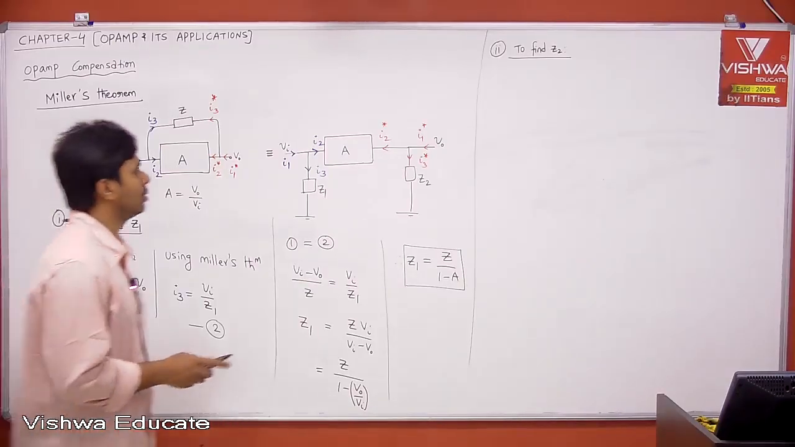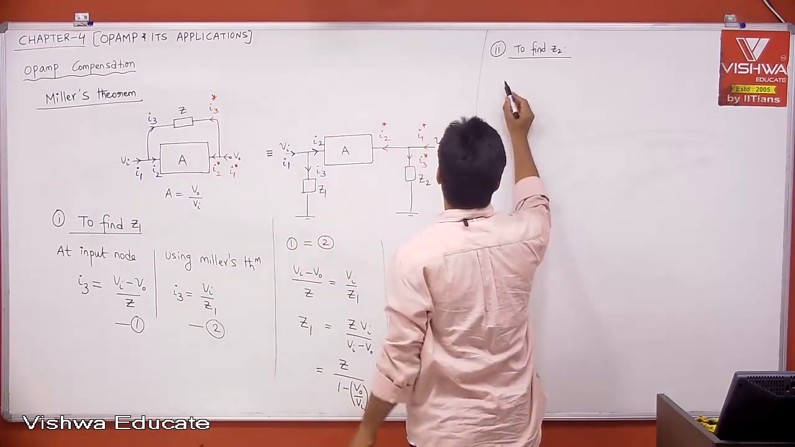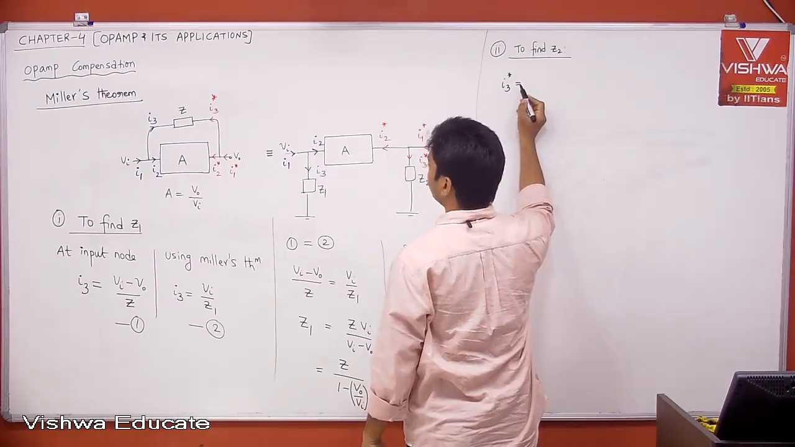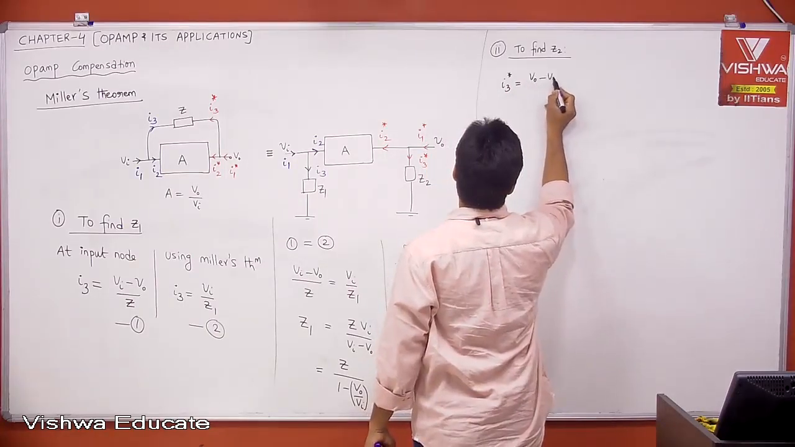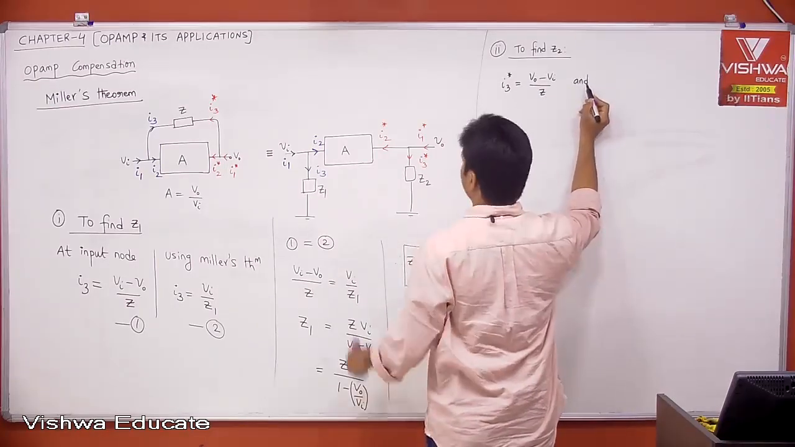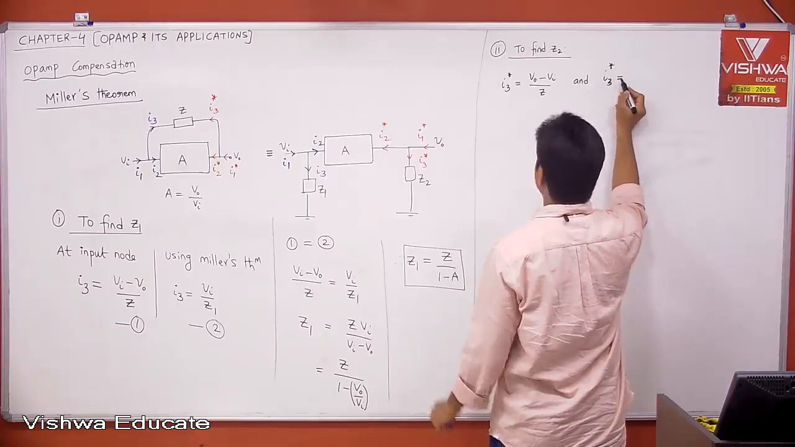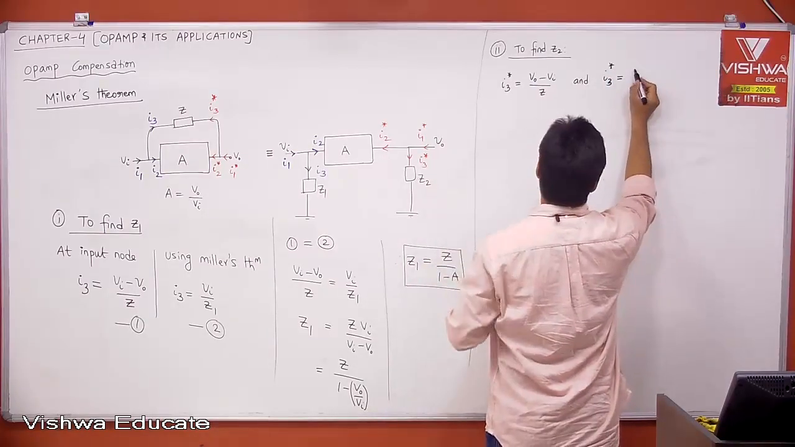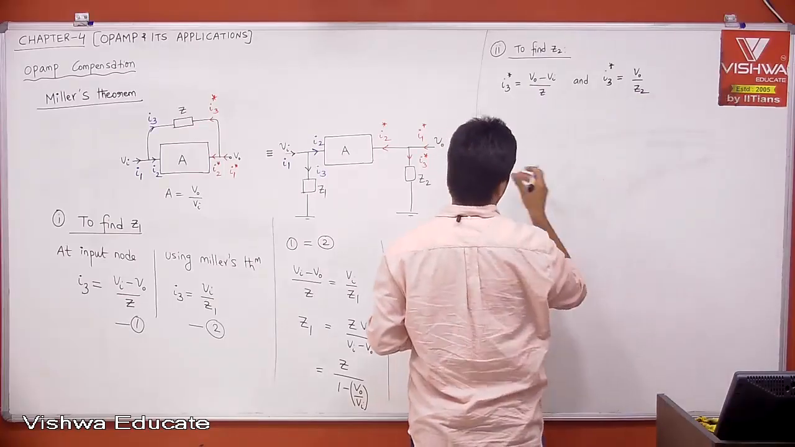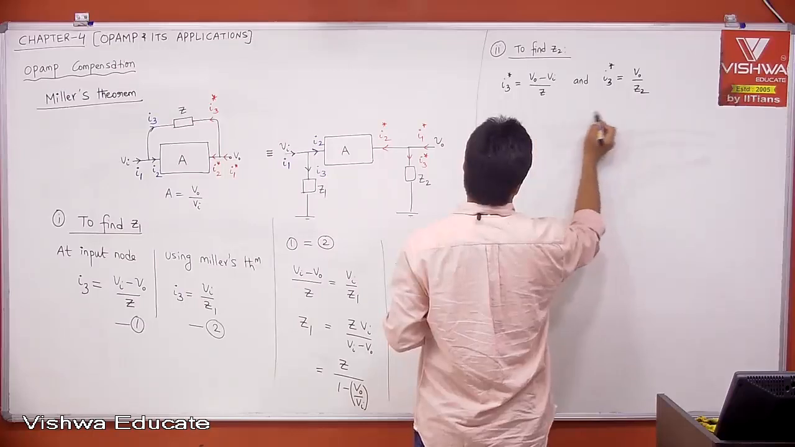Done? Okay. Now Z2. Tell me what is I3 star? I3 star is equal to V0 minus Vi divided by Z. And what is I3 star from this Miller equivalent? I3 star is equal to V0 minus 0 by Z2, that is V0 by Z2. Both are same, right? When both are same, then therefore both are equal.